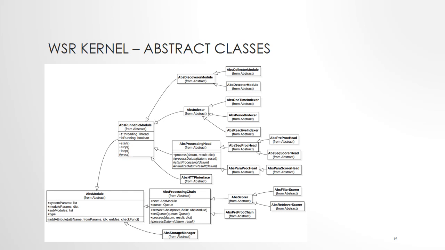This is the hierarchy of abstract classes defined in the kernel. The root of the hierarchy contains mechanisms for operating services and communicating among them. Leaves of the hierarchy are templates for different types of components that we defined from the functional decomposition process.